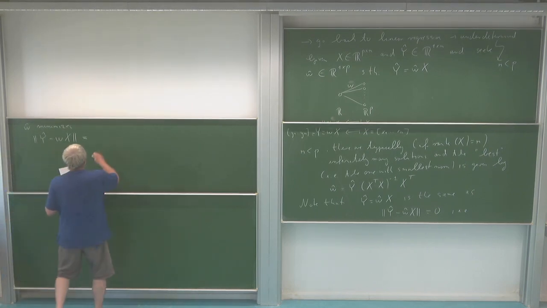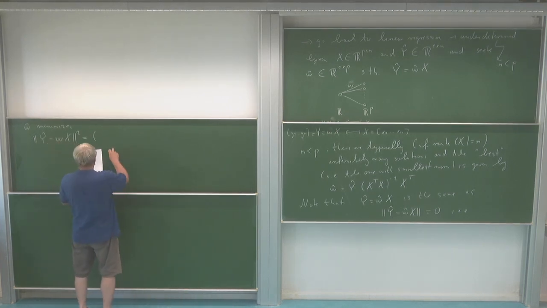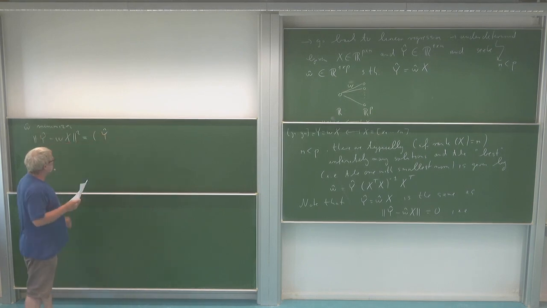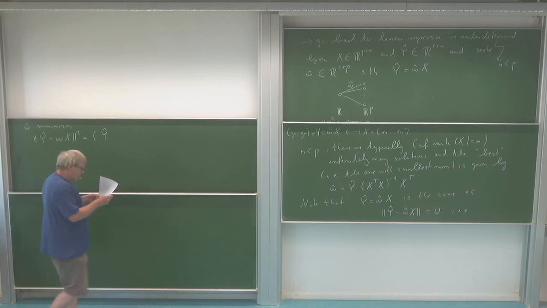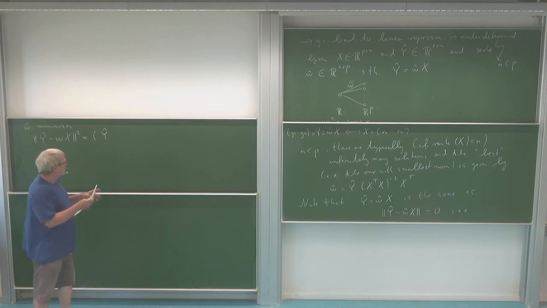And so let me just multiply this out. Let me take the square of the norm. So this is a vector, and the square of the norm is the vector times its transpose. So this here is a column vector.